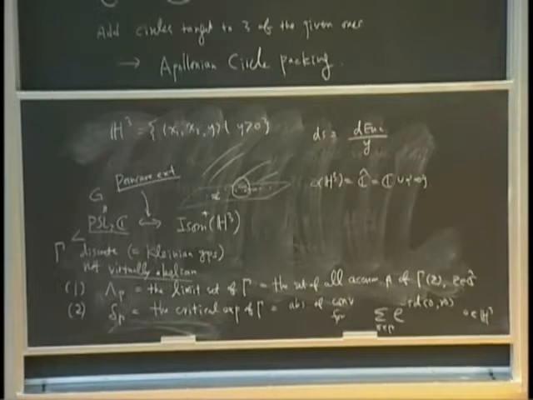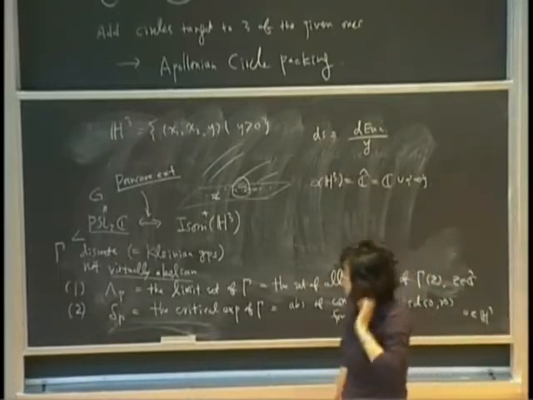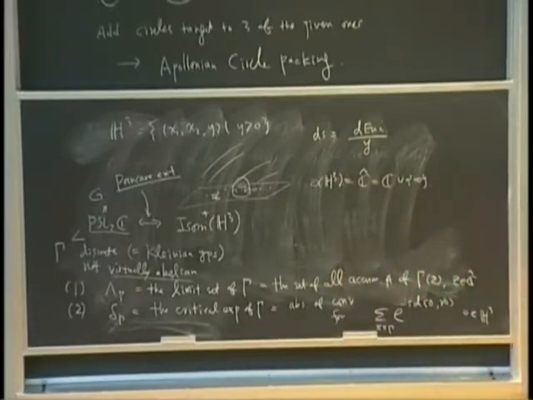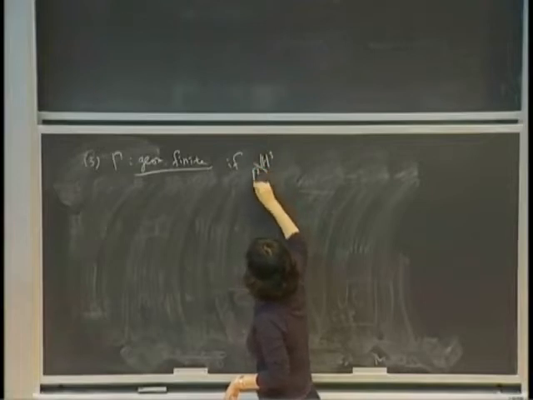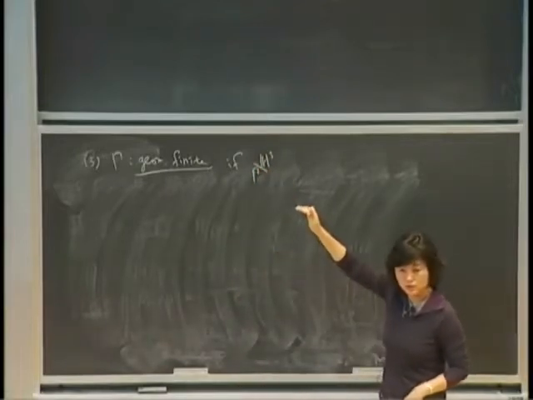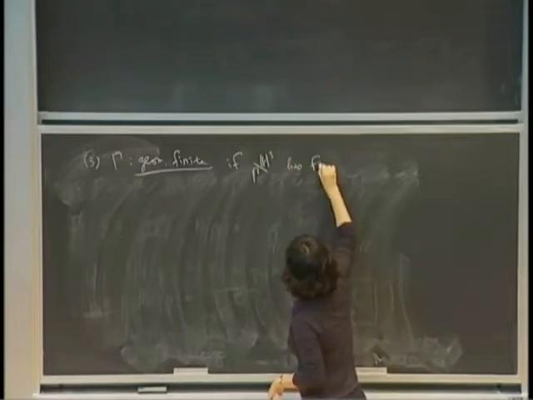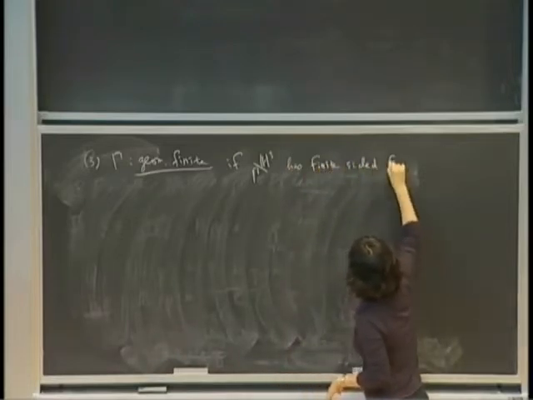So among discrete groups, an important class are the so-called geometrically finite groups. As the name indicates, these are discrete groups which have some good finiteness properties. The definition of geometrically finite has several equivalent forms, but I'll give you the simplest one. You can say that gamma has a finite-sided fundamental domain inside H3.